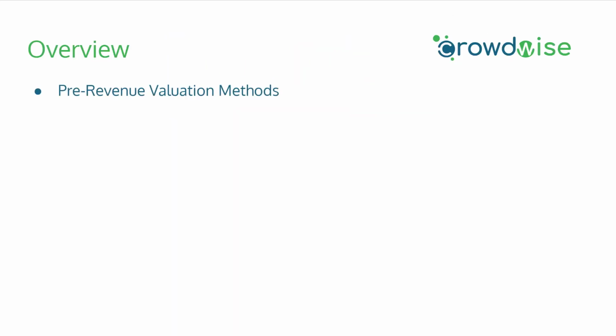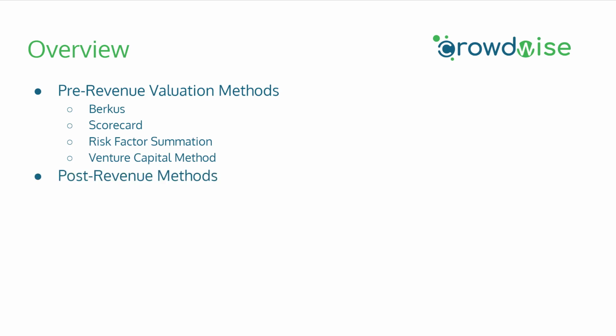An overview. First, we'll be talking about pre-revenue valuation methods. These are most applicable to early-stage startups, and they include the Berkus Method, the Scorecard Method, the Risk Factor Summation Method, and the Venture Capital Method. After that, we'll then move on to post-revenue valuation methods. These include discounted cash flow, or DCF, comparables, or market comps, and the First Chicago method.